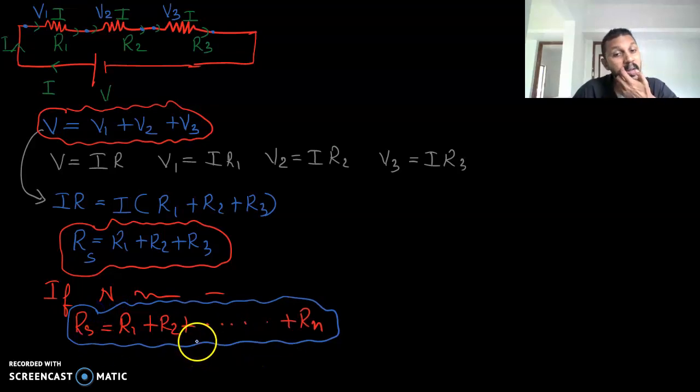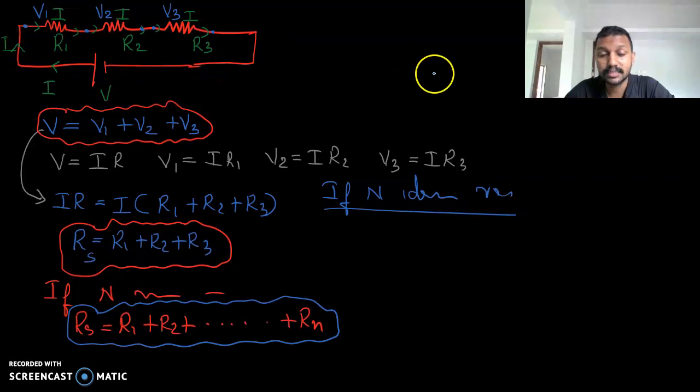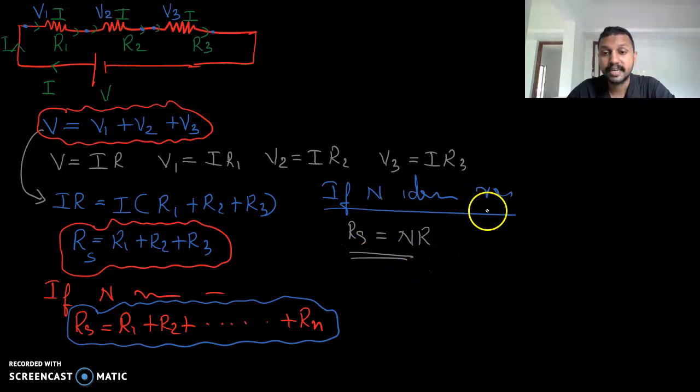Then let's say another special case, that is if there is n identical resistors. That means all the resistors are of same resistance. If there is n such resistors, then we will have to say Rs is equal to R plus R plus R up to n times. R plus R plus R up to n times means it is nR. This is the formula that we can use if there is n identical resistors: Rs is equal to nR.